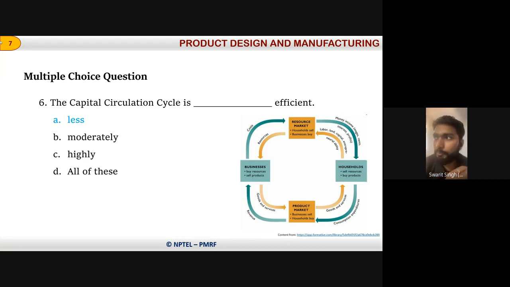Why is it less efficient? Because it depends upon lots of factors, external factors which are non-controllable, not controlled by some particular team or particular group or particular event. So this particular cycle is always a less efficient cycle, right? I hope you all got why this particular cycle is less efficient.